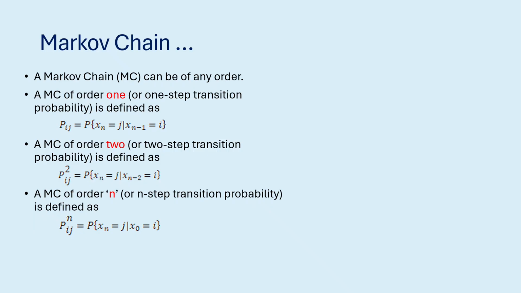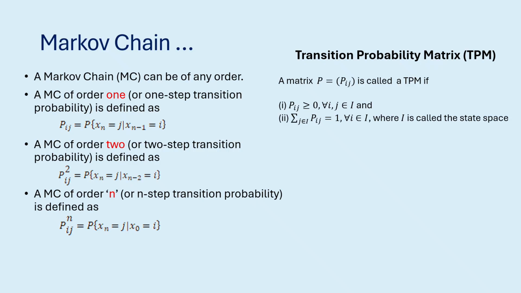A Markov chain can be of any order, because the transition can take place in any number of steps. For one step, the homogeneous Markov process is defined with the one-step transition probability. It's simple: P_ij is equal to the probability of X_n equal to j given X_(n-1) equal to i, and so on. In the nth stage, the n-step transition probability can be defined as P_ij^(n) equal to the probability of X_n equal to j given X_0 equal to i.